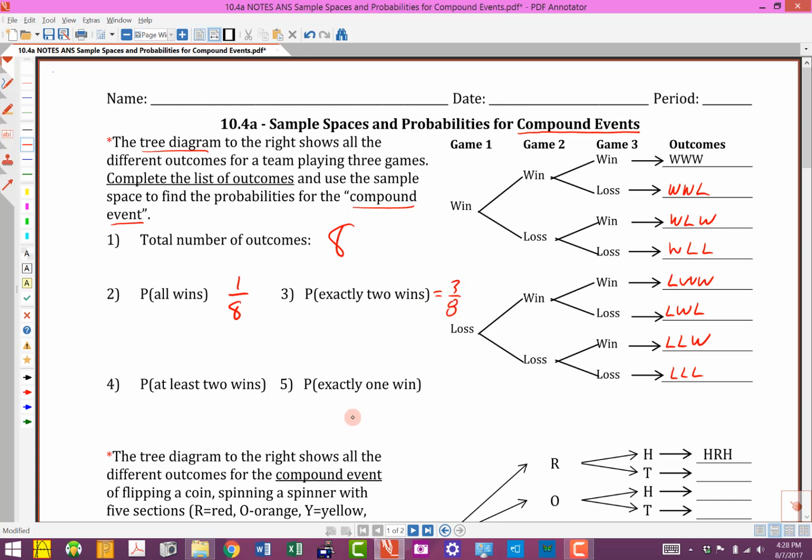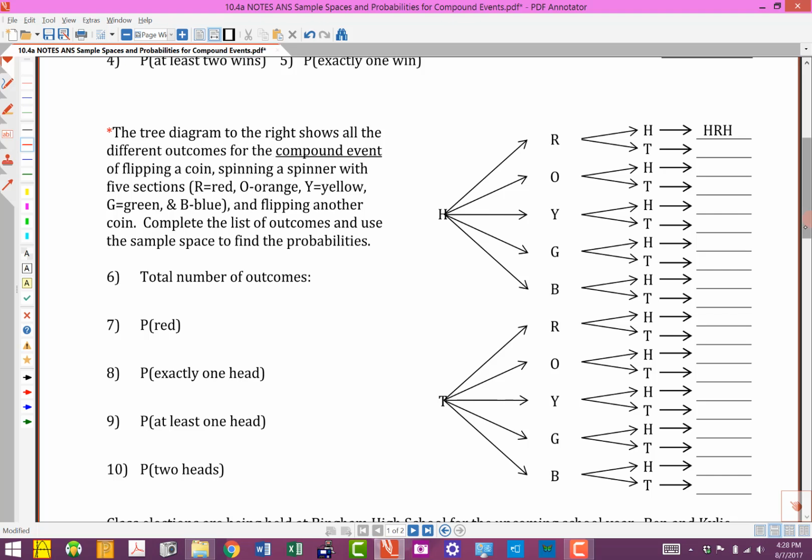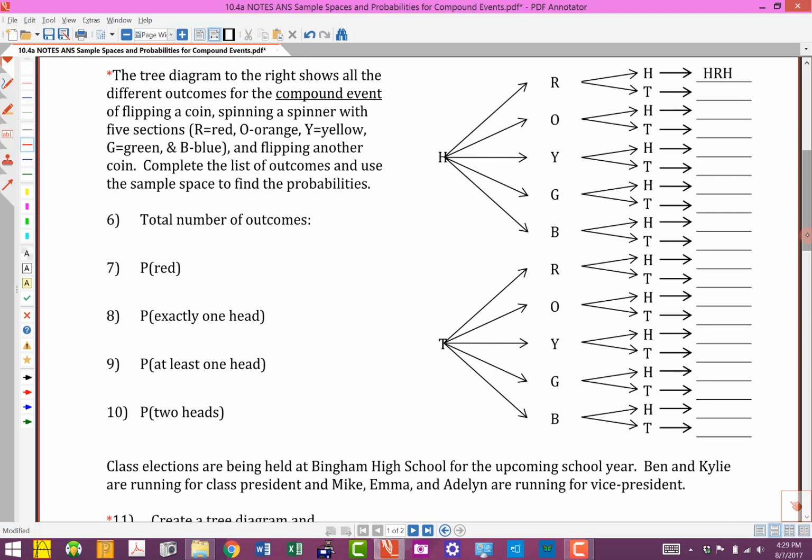I'm going to leave a couple of these for you to do, especially since we filled out the tree diagram. We're going to take a look at this next one. This one's a little bit more complicated. And again, I'm not going to do every single one of these, but we're going to look at enough that you can figure this out.